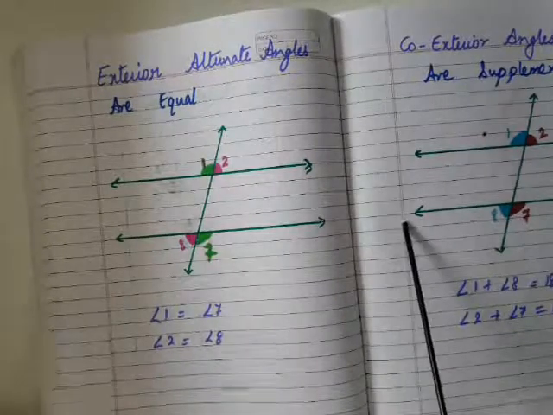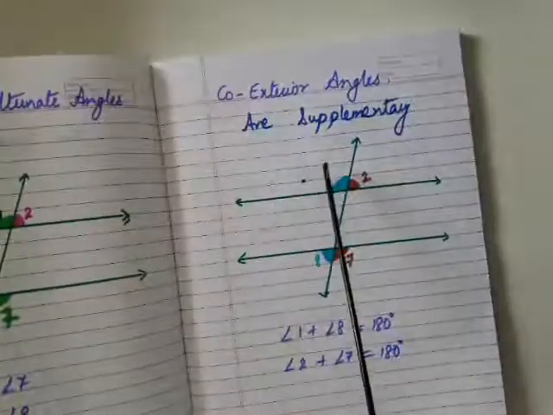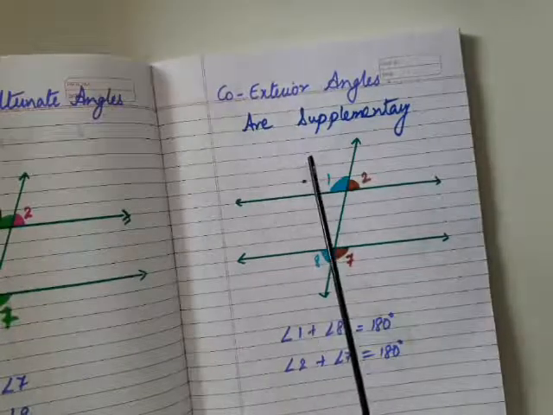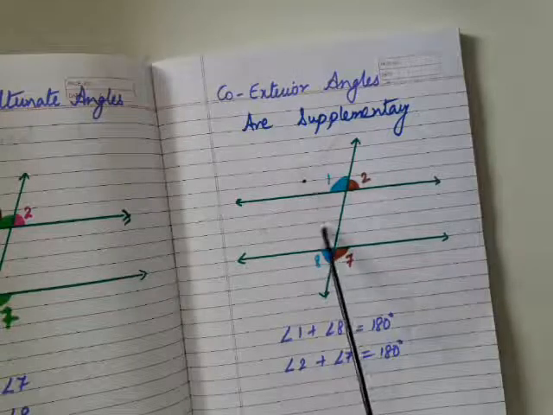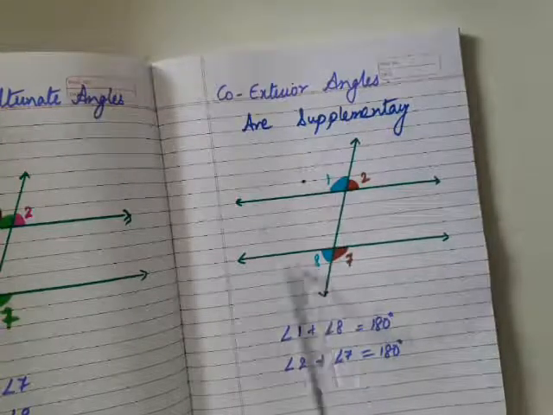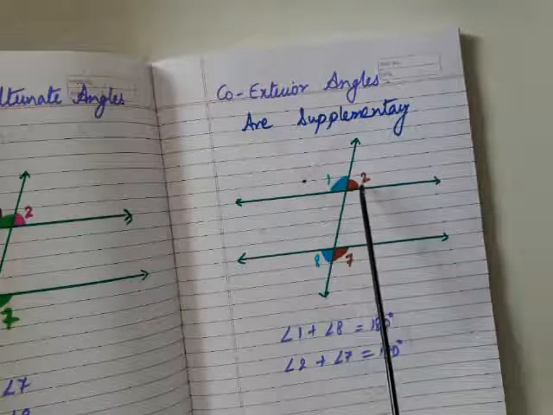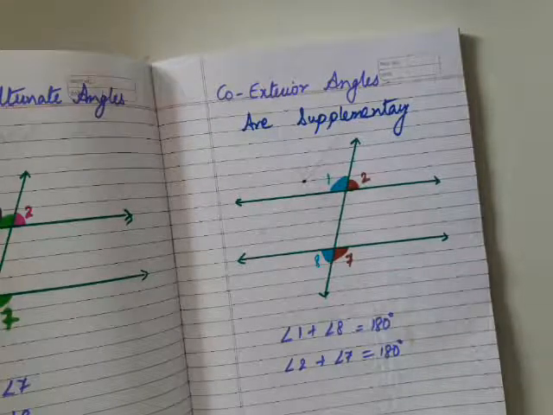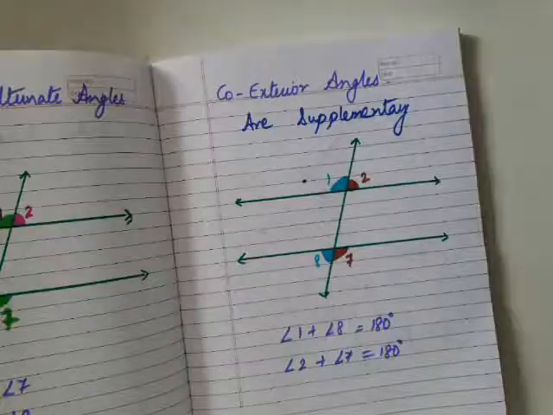Next one, the last condition, that is co-exterior angles are supplementary. As co-interior angles are supplementary, in the same way co-exterior angles are also supplementary. That is angle 1 plus angle 8 is 180 degrees, and angle 2 plus angle 7 is equal to 180 degrees.